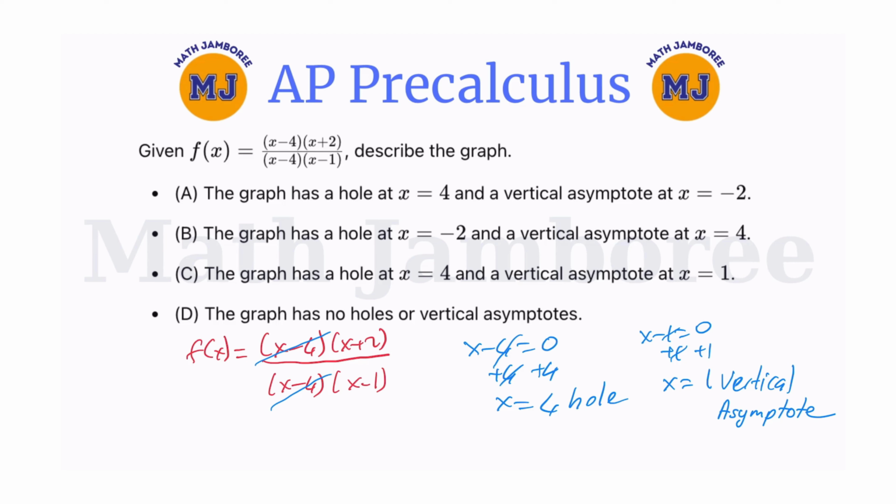So let's go through the choices. The graph in choice A says hole at x equals 4, vertical asymptote at x equals negative 2. No, this is incorrect. The graph has a hole at x equals negative 2? No. So the graph has a hole at x equals 4 and the vertical asymptote at x equals 1. This matches with our analysis. And choice D is not the correct answer. So the correct answer is choice C for this specific question.